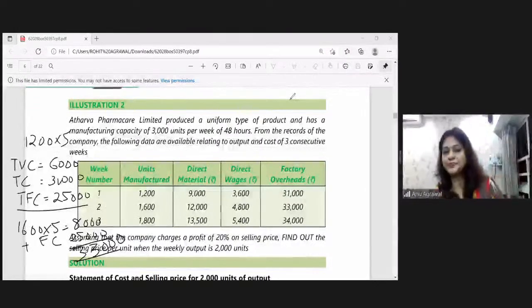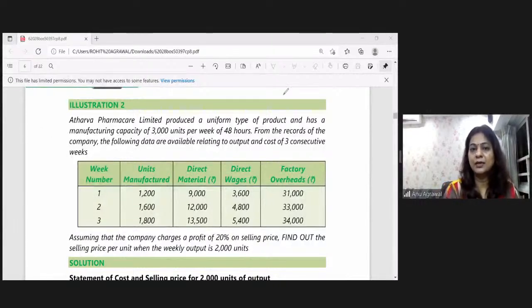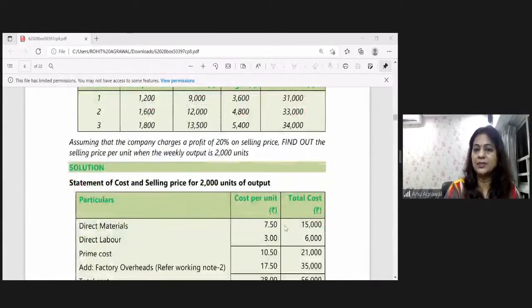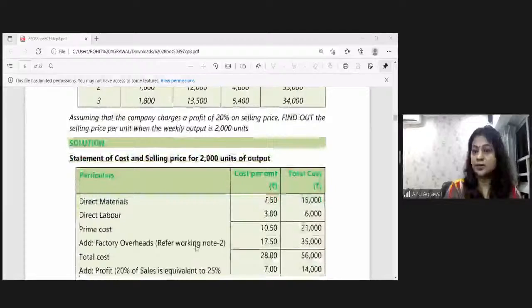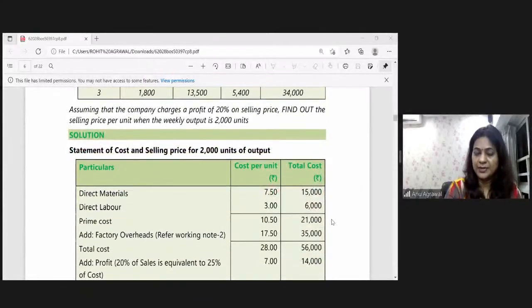Am I clear? Once we have understood how to divide it, guys, the sum is easy. I can do it for 2,000 units. For 2,000 units, per unit material cost is ₹7.50. Labor cost is ₹3. So your prime cost is ₹10.50.